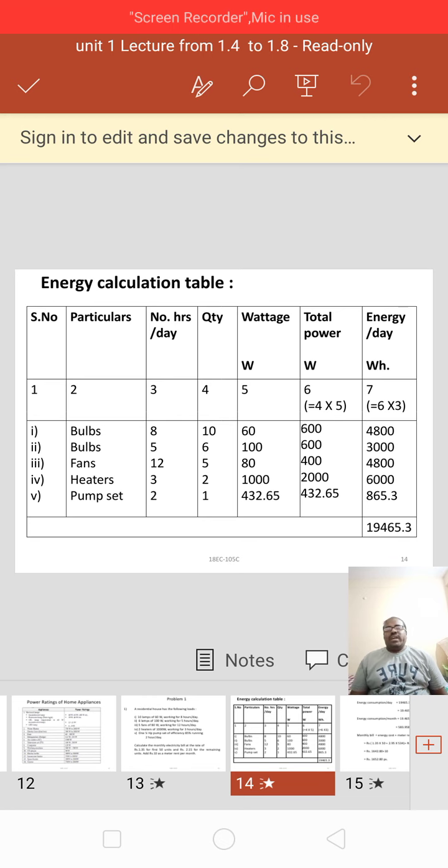Now we are taking the values regarding the home appliances from the given data. For bulbs, it works for 8 hours, its quantity is 10 and its power is 60. Total power corresponding to the 10 bulbs is 4 into 5, that is 10 into 60, which is 600. For one day it is 600.